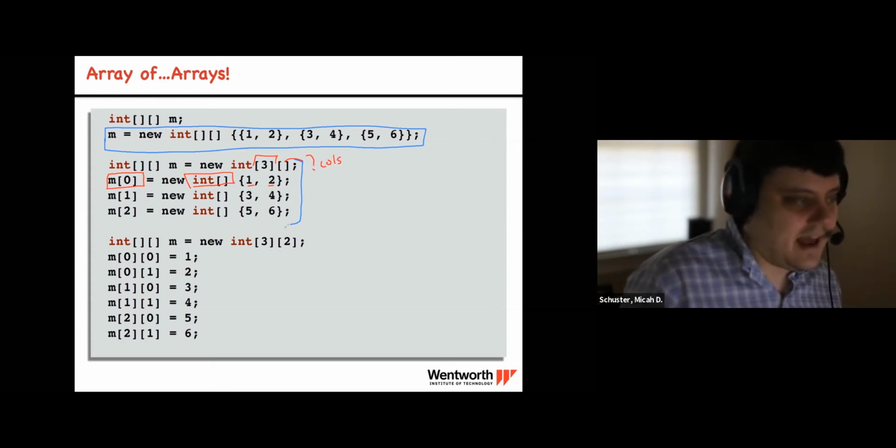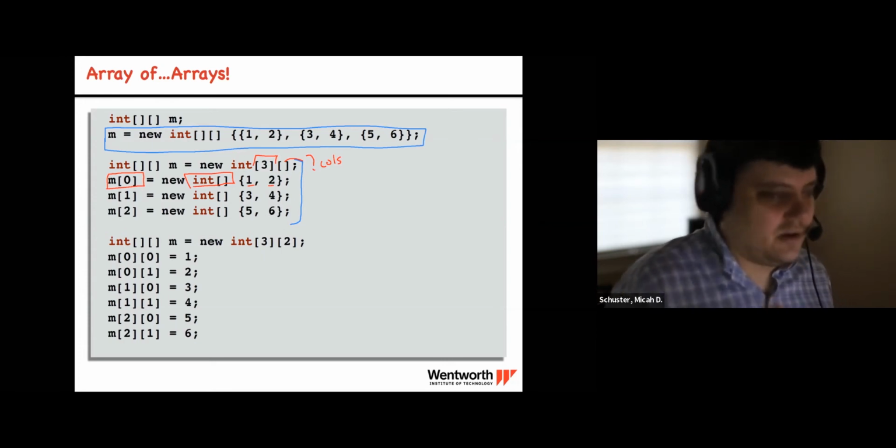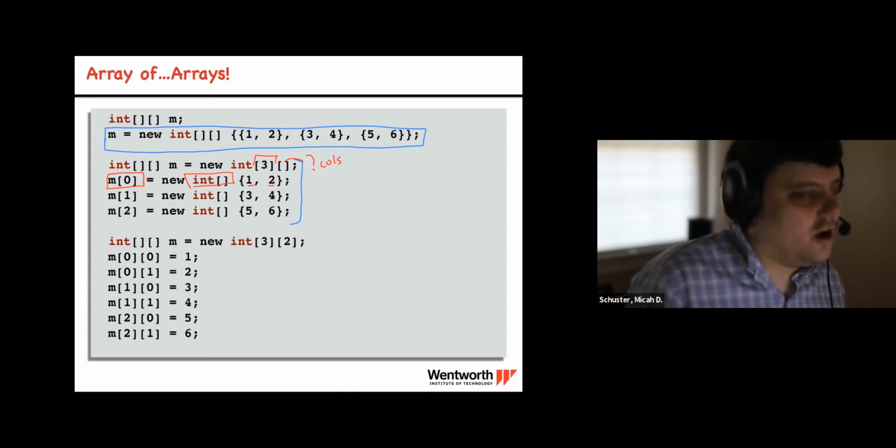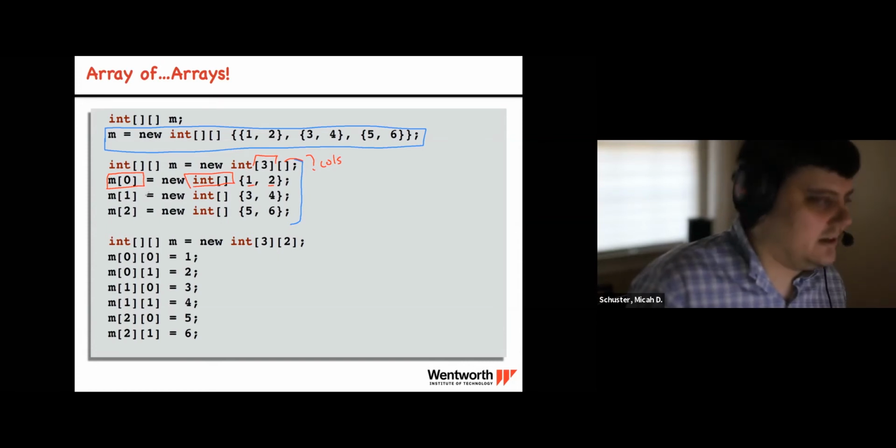So you can do something like that. To me, that's a relatively natural way to think of it. Say that I want a 2D array with 3 rows, but I can set the columns up any way that I want to. So column 0 has a 1 and a 2. Column 1 has a 3 and a 4, and so on.